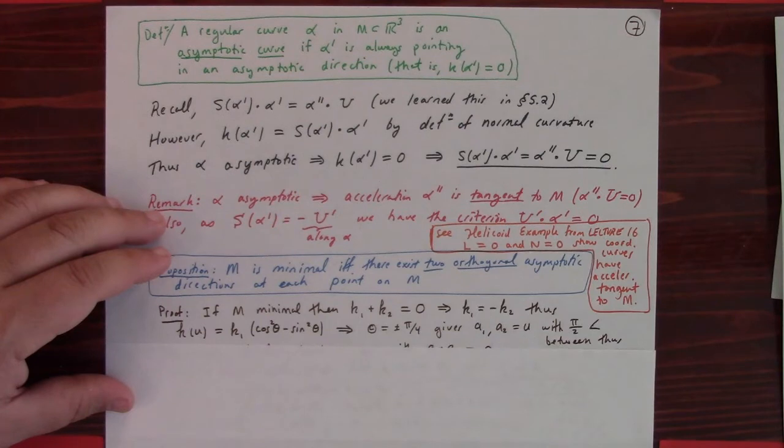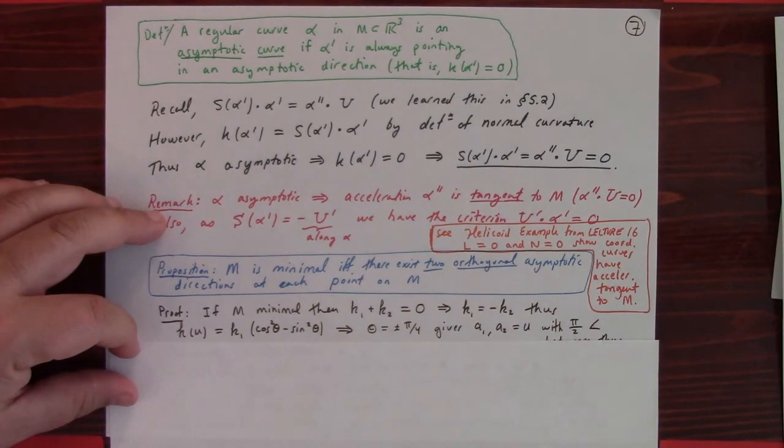The forward direction was fine. If M is minimal, that means that the sum of the principal curvatures divided by 2 is 0, so of course the sum of the principal curvatures is 0, so that means that K1 is equal to minus K2. So therefore if we look at Euler's formula for the principal curvature, we get that. And if that's 0, that must mean that either both K1 and K2 are 0, or that the theta between them is plus or minus pi over 4.